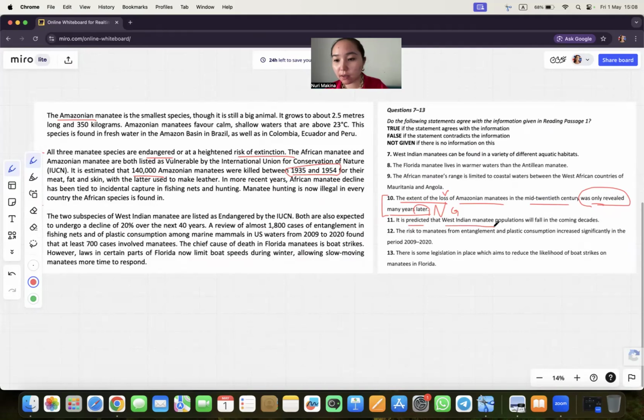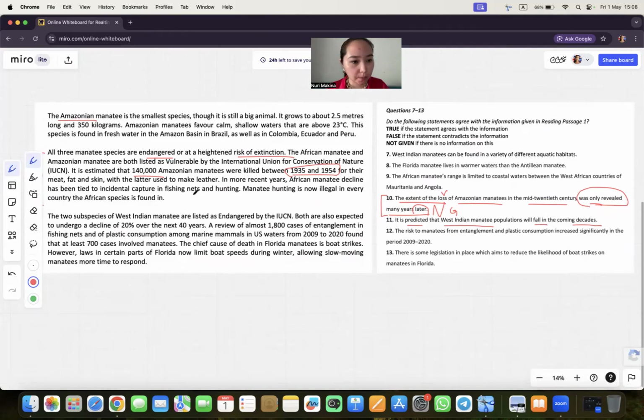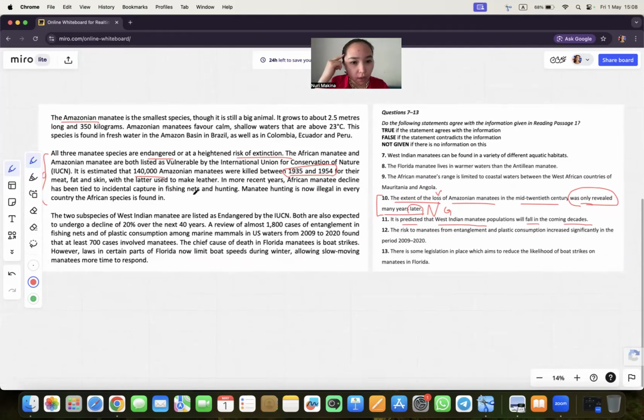West Indian manatee, the keyword. Will fall. Coming decades. Decades are 10 years, okay? So, let's read now. It is estimated, predicted. Okay, let's keep reading. In manatee decline, West Indian manatee is here. So let's read from this paragraph.